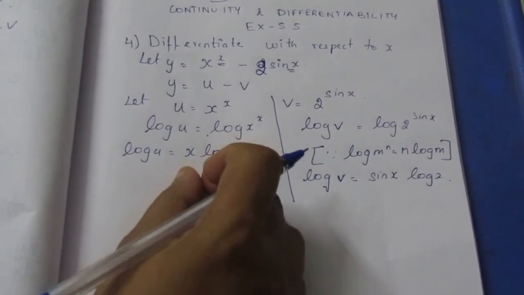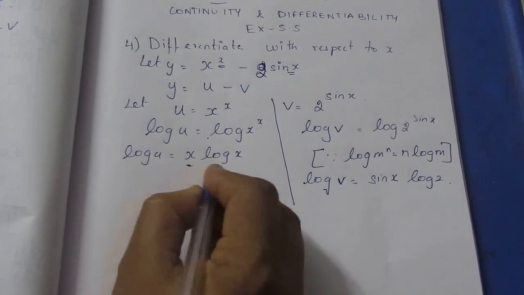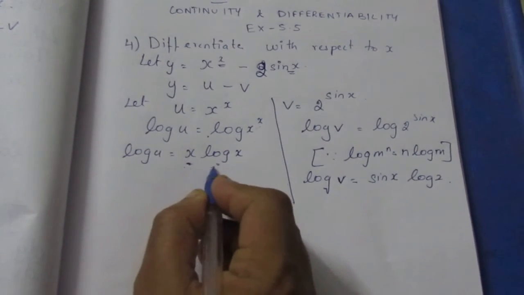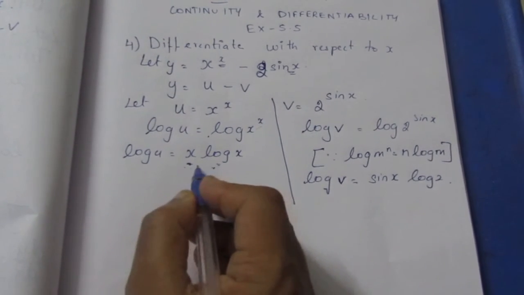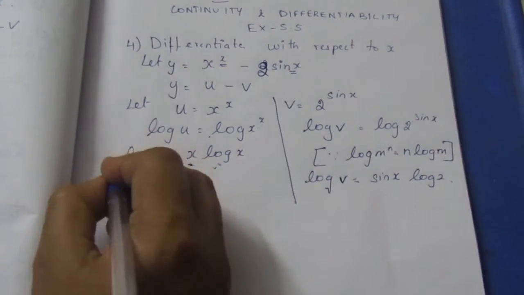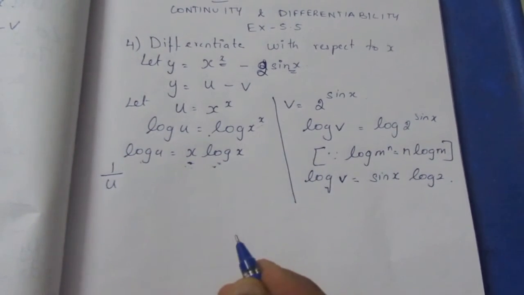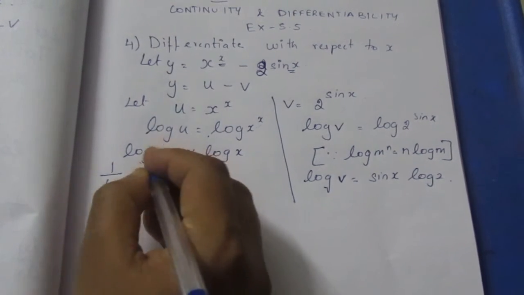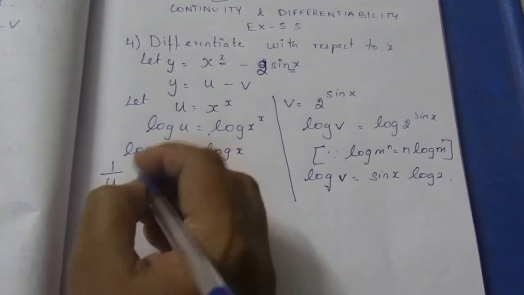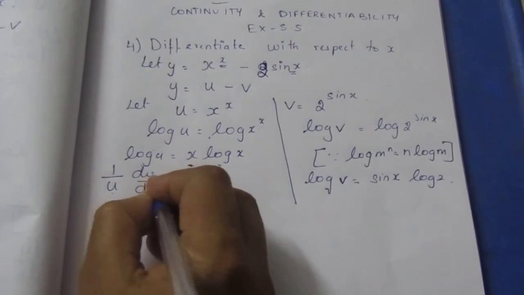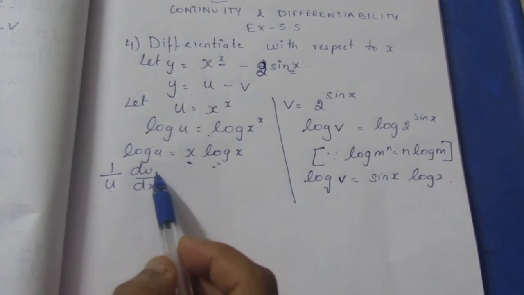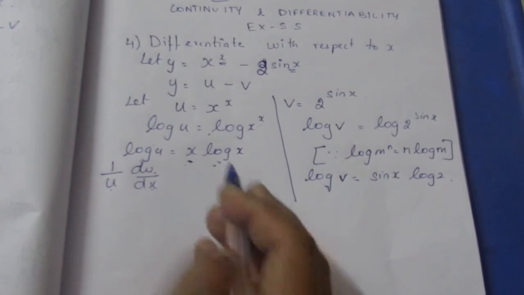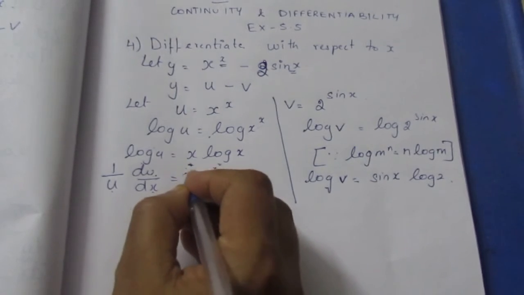Now here there are two functions. One is algebraic, the other one is logarithmic. Both are in multiply, which means we need to use the product rule for differentiation. Here it becomes 1 by u. Differentiation of log u is, like log x, 1 by u. We are doing it with respect to x, so we need to write du by dx. If we are differentiating with respect to x, we write it on the bottom. Now we keep the x as it is.